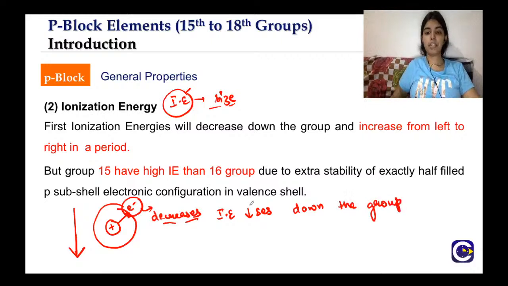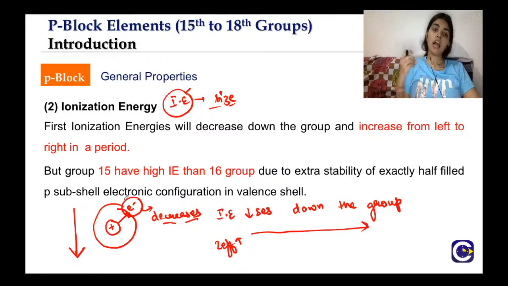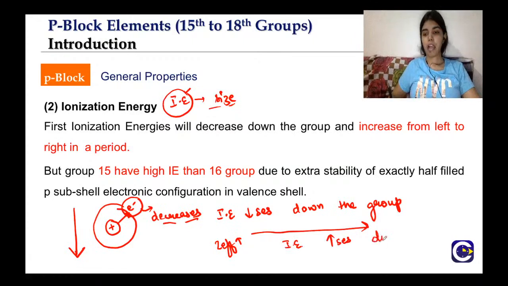While in the case of a period, that is left to right, what happens is that Z effective is increasing. That means the nuclear force of the nucleus acting on the outer electron is very high, right? So it holds the electron tightly, and therefore we need to supply more energy to remove that outer electron from the atom itself. So ionization energy increases across the period.